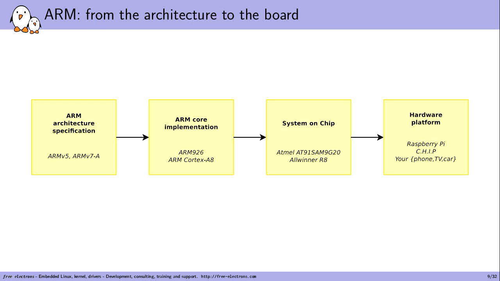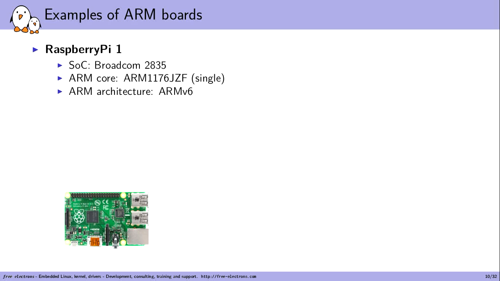So we really have four levels to think about when we talk about ARM platforms. We've got the ARM architecture specification: am I using ARMv5, ARMv7, ARMv8? Then we have the ARM core itself: am I using ARM926, ARM Cortex-A8, Cortex-A15, etc.? Which system on chip am I using? I'm using an Atmel system on chip, Allwinner, Freescale, TI, Marvell, and there are plenty of other SoC vendors. And which specific hardware platform am I using? Am I using a Raspberry Pi, a CHIP, this given phone, or this given TV, or this given car that integrates an infotainment system.